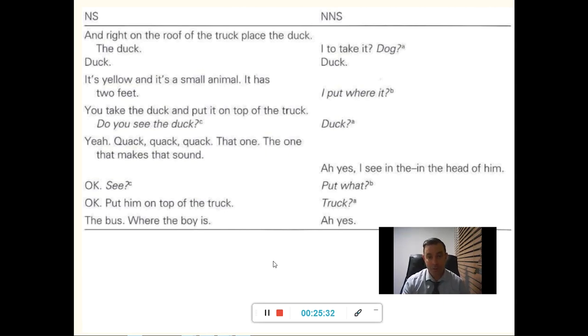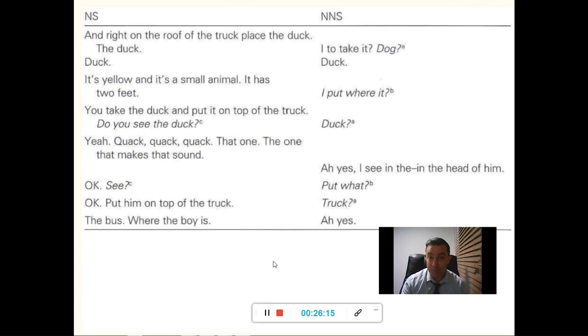And the non-native speaker says, I to take it? Dog? And then the native speaker says, the duck. Duck. Duck. Okay, native speaker says, you know, it's yellow and it's a small animal. It has 2 feet. I don't know if they're using gestures, but I would. I put where it? Native speaker. You take the duck and you put it on top of the truck. Duck? Okay, no. You take the duck and you put it on top of the truck.